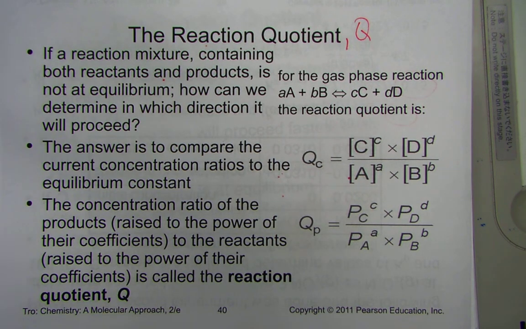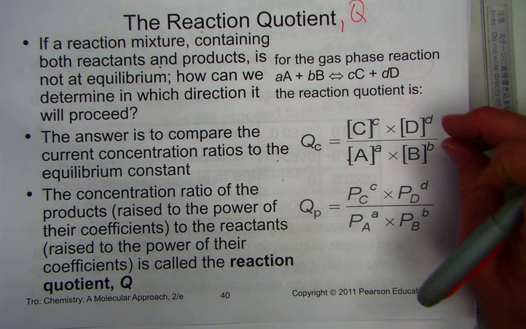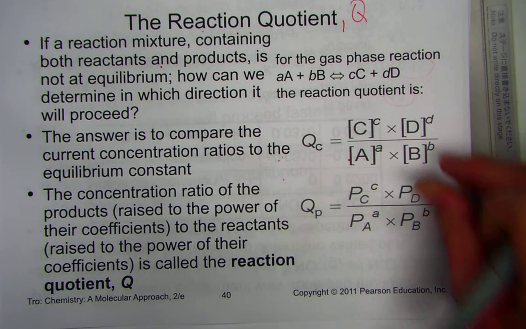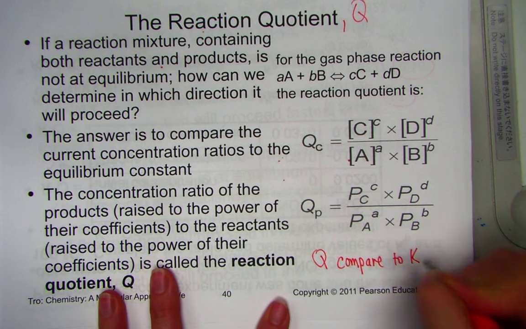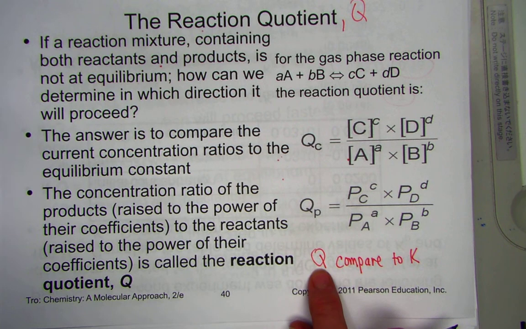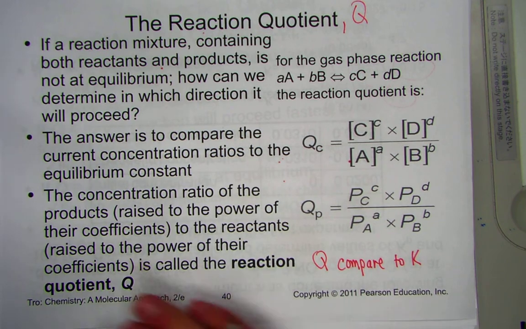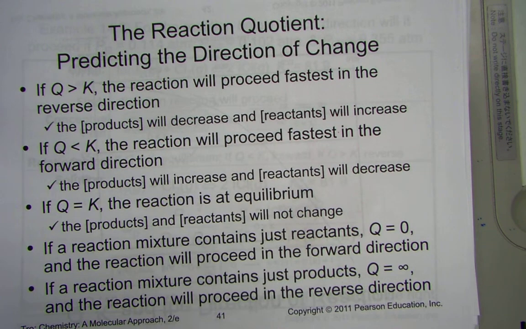The concentration ratio of products raised to the power of their coefficients over the reactants raised to the power of their coefficients is called the reaction quotient, called Q, the quotient. Quotient is a comparison of products over reactants. When we calculate a Q, we compare it to the equilibrium constant K. Is it larger? Do we have too much product? Is it smaller? Do we not have enough product? It allows us to figure out the direction in which the equilibrium is heading. So the reaction quotient is predicting the change direction.